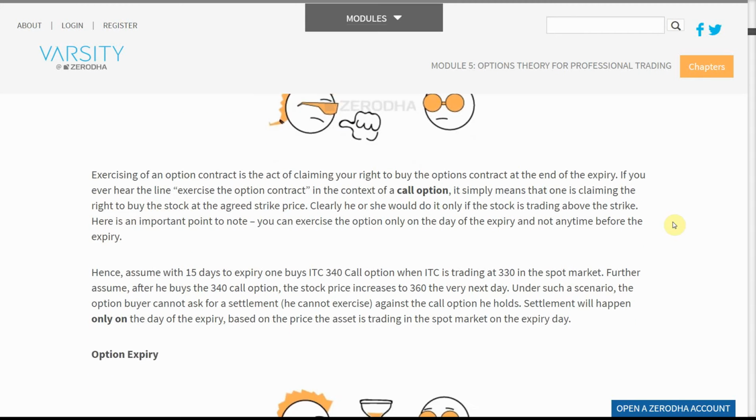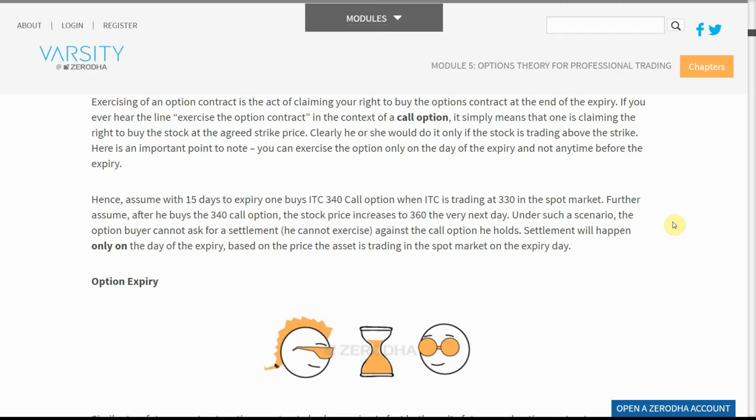Hence, assume with 15 days to expiry, one buys an ITC 340 call option when ITC is trading at 330 in the spot market. Further assume, after he buys the 340 call option, the stock price increases to 360 the very next day. Under such a scenario, the option buyer cannot ask for a settlement. He cannot exercise against the call option he holds. Settlement will happen only on the day of the expiry, based on the price the asset is trading at in the spot market on the expiry day.